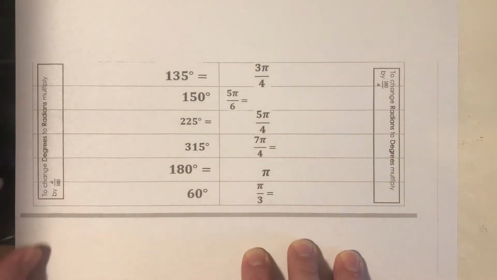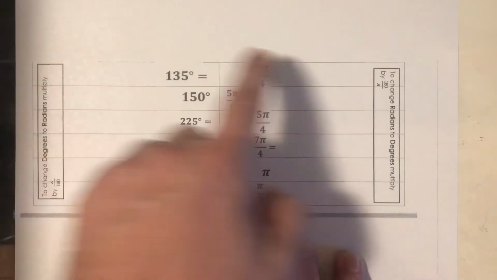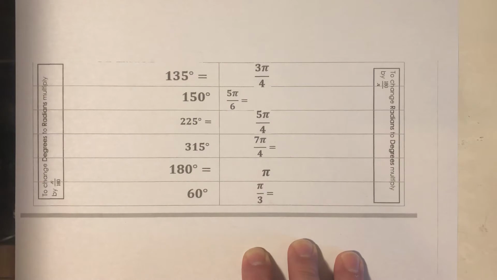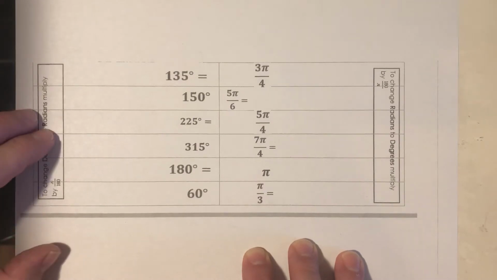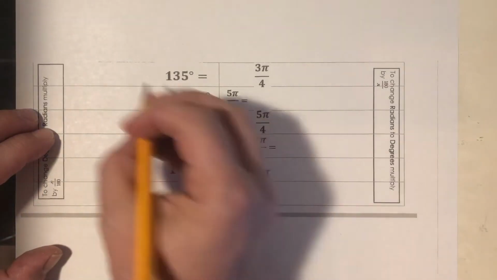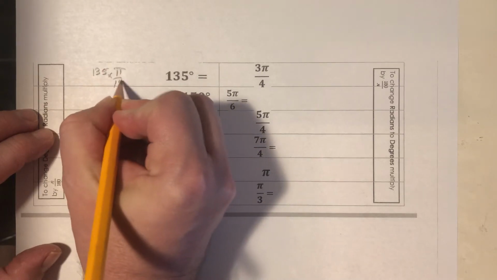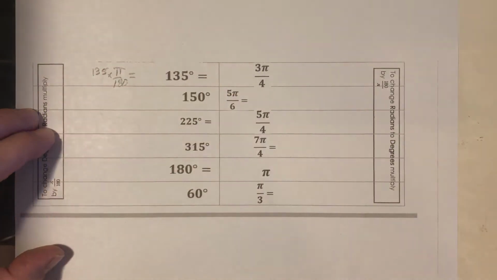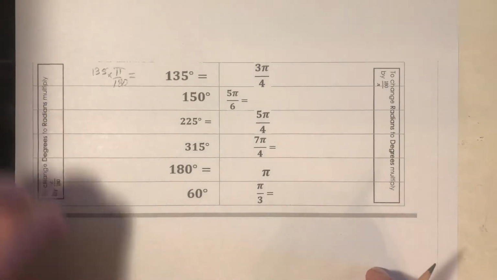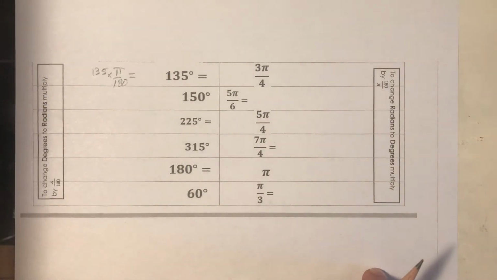So let's talk about when you convert from degrees to radians. Remember, you multiply the degrees by pi over 180. So if I take this 135 and I multiply it by pi over 180, what I need to do next is I'm going to leave it in terms of pi, but I need to simplify my fraction. I've got 135 over 180.